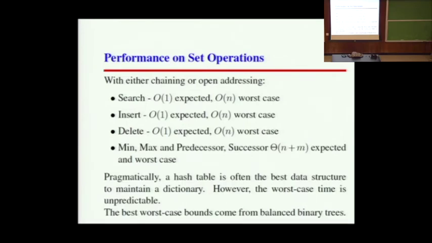Any idea? How do I find the smallest one? Yes? If the linked list is sorted, you could just go through the table. If they're sorted, that's true, but do I want to sort them? Okay, so if I maintain the lists as sorted, then I could do the min by just looking at the heads of the lists. And that would be how much time? Size of the hash. Order m, because I would have to look at the heads of the lists.